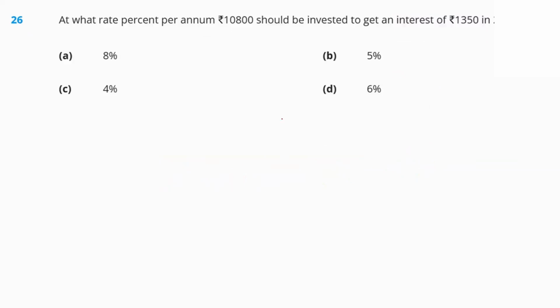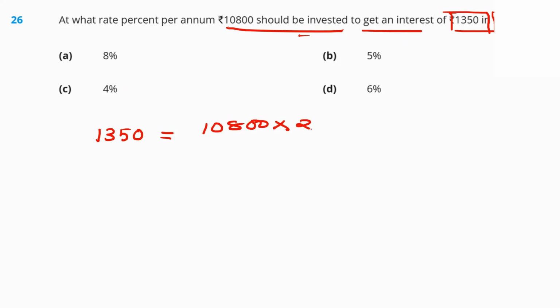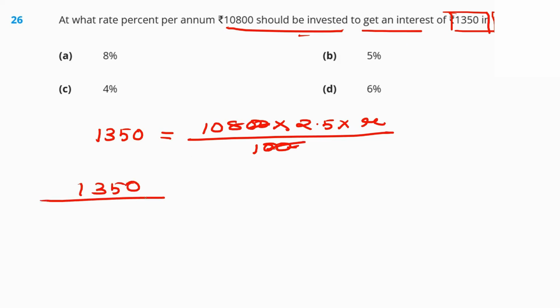Next, at what rate percent per annum should 10,800 be invested so that we get an interest of 1350 at 2.5 years? This is a simple interest question where the interest is given as 1350. The principal is given as 10,800. The time is given as 2.5. You need to find the rate. The formula: simple interest is PRT by 100, principal into rate into time by 100. So 1350 divided by 108 into 2.5 is equal to R.